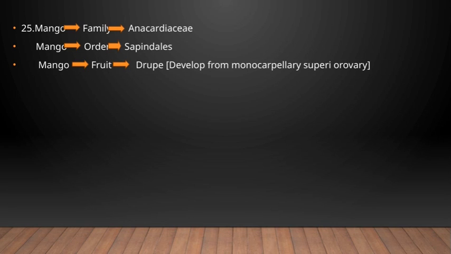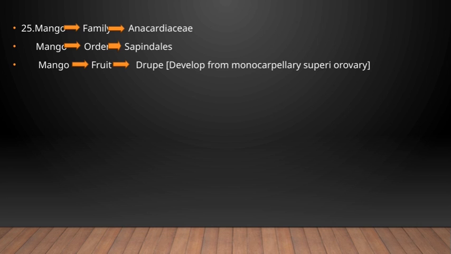Let's take a closer look at the mango, which belongs to the family Anacardiaceae. This family includes several important fruit-bearing plants, and mango is one of the most prominent members. Moving up the classification, mango falls under the order Sapindales, a group that includes other well-known fruits and plants. Now, focusing on the fruit itself, the mango is classified as a drupe. This means it has a fleshy outer part that surrounds a single hard seed inside.